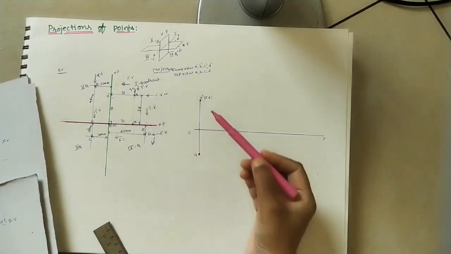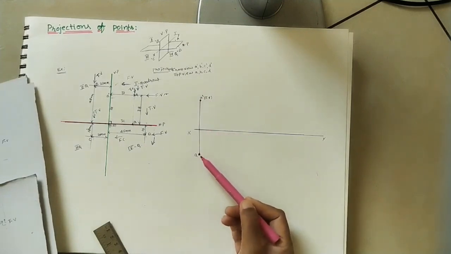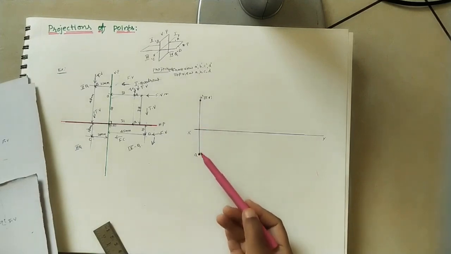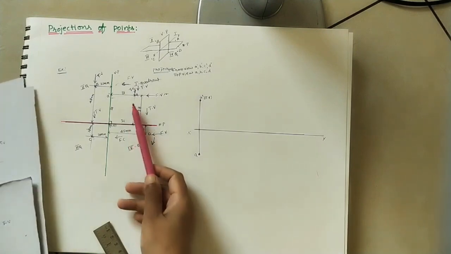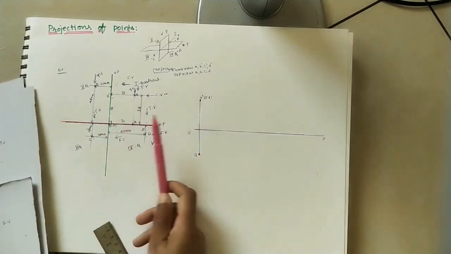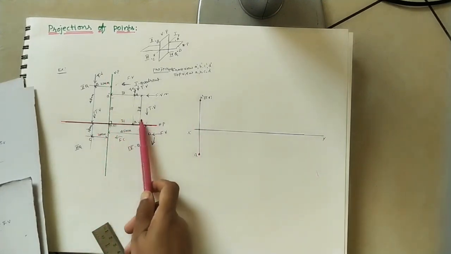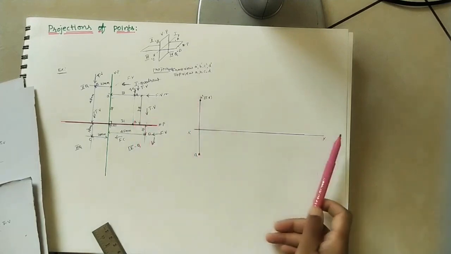For the front views we have to keep a dash, and for the top views we have to keep the small letter without a dash. This is a projection of the A point in the 2D diagram. This is a representation in the 3D diagram, and this is in the 2D diagram. Why are we converting 3D into 2D? Every time we can't show these projections in the right angle triangle paper. For reducing the time, we are marking on the 2D diagram.